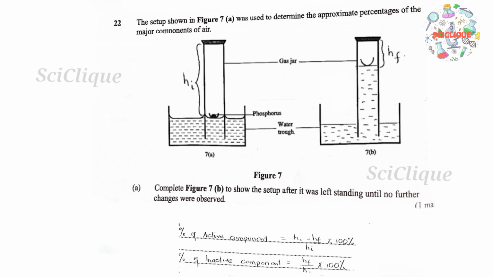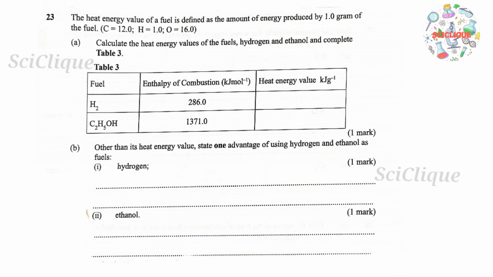Question 23. The heat energy value of a fuel is defined as the amount of energy produced by 1 gram of the fuel. Calculate the heat energy value of the fuels, hydrogen and ethanol, and complete the following table. So we have hydrogen and ethanol, their molar enthalpy of combustion, and the heat energy values that we're supposed to fill in. Now let's define what is the molar enthalpy of combustion. I know that it's written as enthalpy of combustion, but if you look within the brackets, the units are kilojoules per mole.